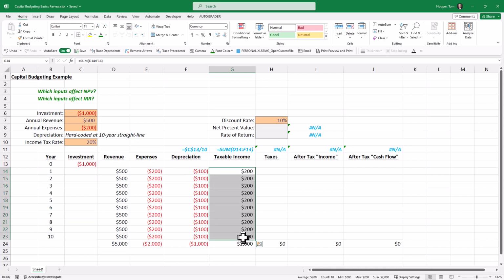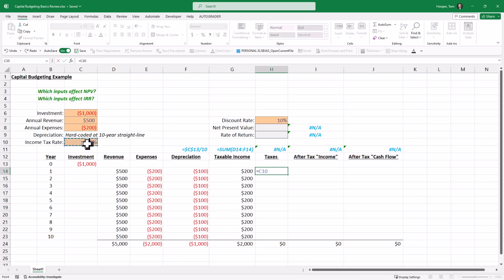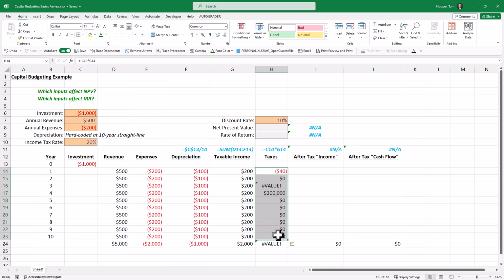Highlight that, Control D, and then our taxes are going to be 20% of that number. Since they're an outflow, I am going to put a negative in front of that formula. Control D, and that makes it look like I should have used an absolute reference up there to the tax rate. So I'll come back and hit F4. Now that I've got that formula like I like it, and I happen to have all these cells highlighted, this time Control Enter will copy that down and enter it in all the cells.